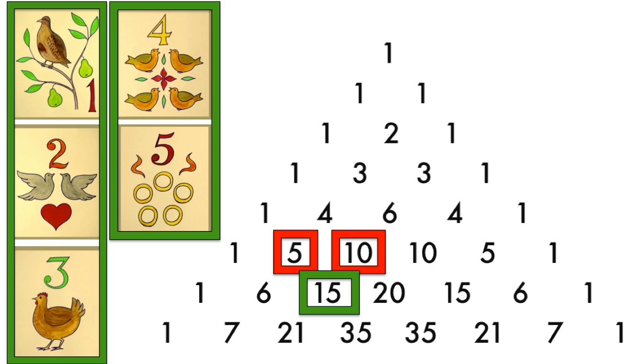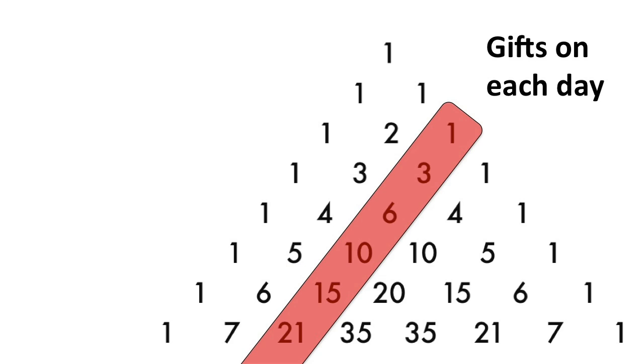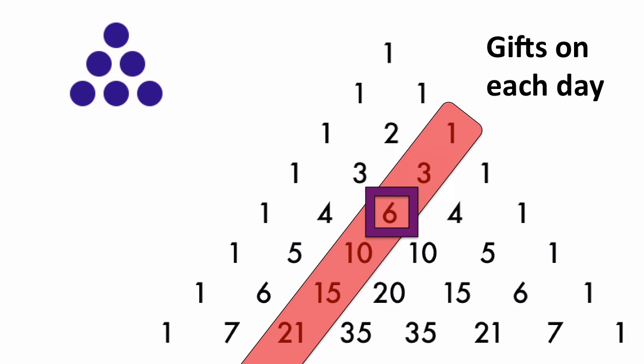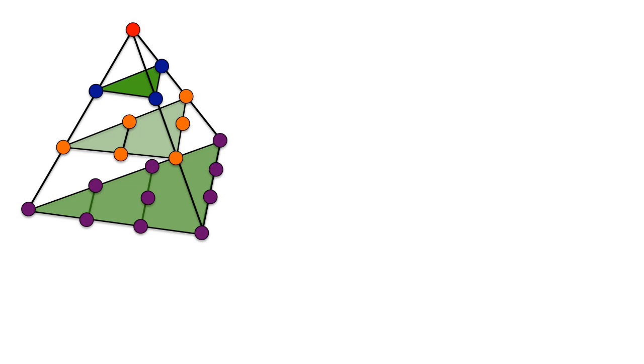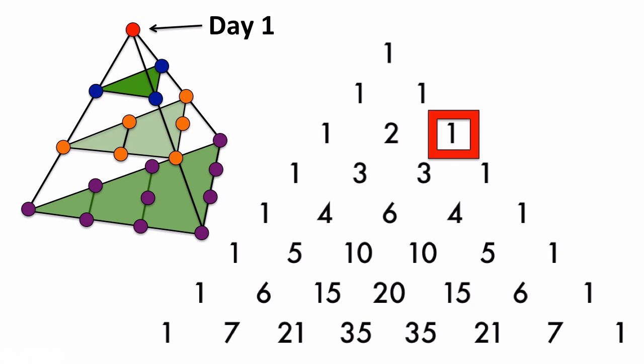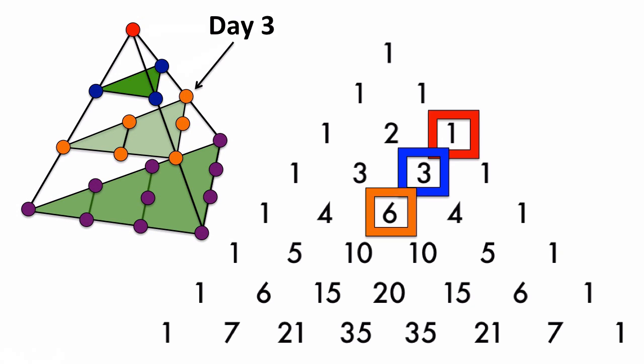In fact, this line of numbers tells us how many gifts were given on each day. Not surprisingly, these numbers are called the triangular numbers. So how many gifts were given in total? To count these, we could stack the gifts given on each day. Now use Pascal's triangle to track the total number of gifts given.